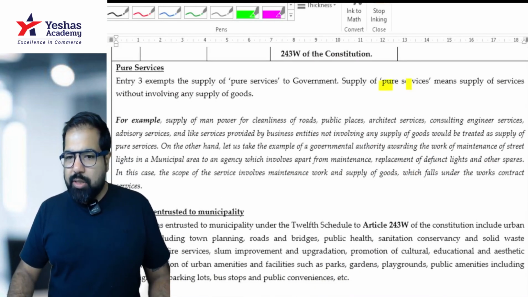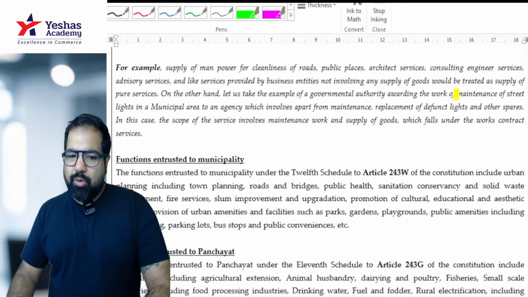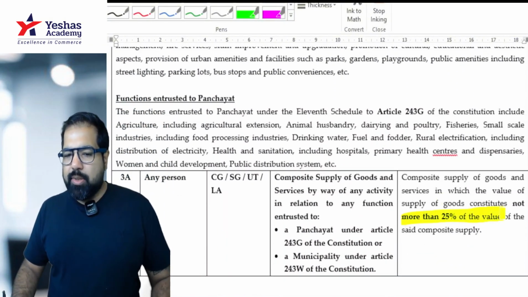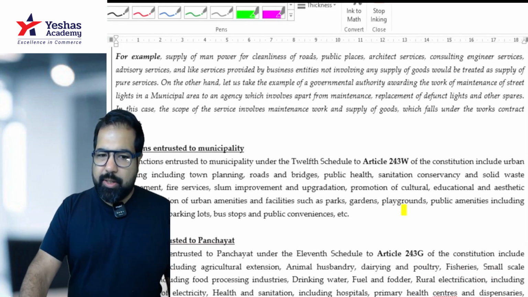I'm just reading it. Pure services means supply of services. And can there be goods also? Yes, but only up to 25%. Let me read that also. Only up to 25% it will be exempt if there are also goods. Let's read.